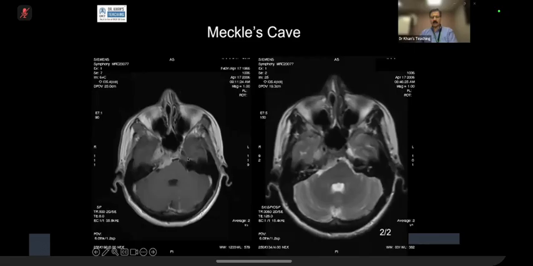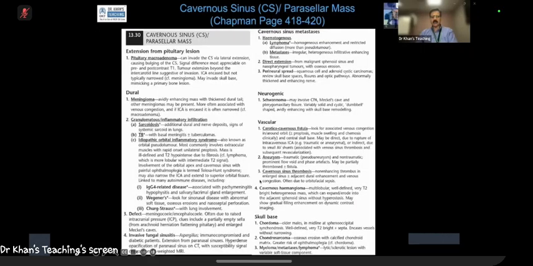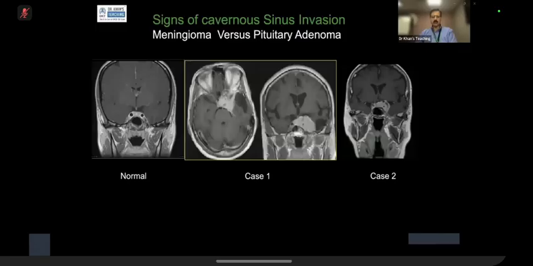This is the cavernous sinus. This is CSF, which is in the Meckel's cave. So this is paracellar. In your book, there is a cavernous sinus or paracellar mass. This is an extremely important region for your exam. And I warn you, once the case is shown to you, the questions will be on anatomy.